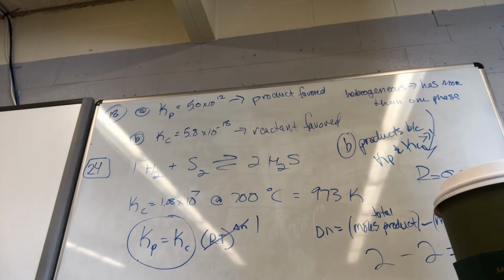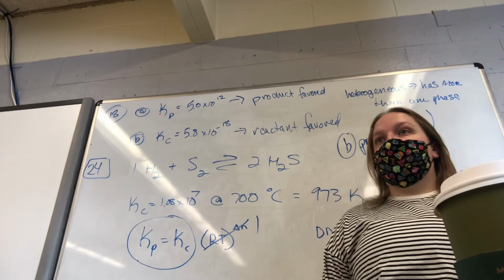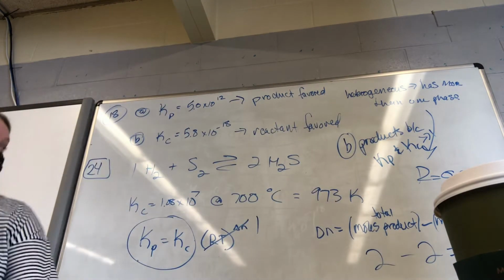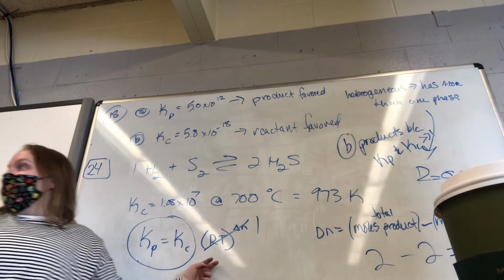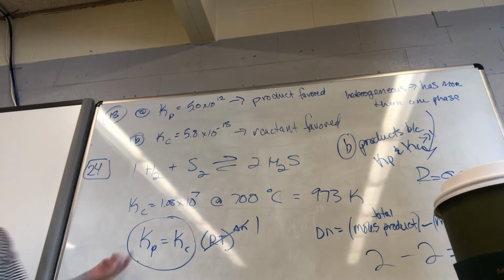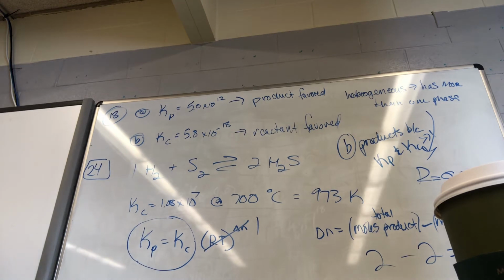It says, what happens to Kp and Kc? You say they're equal, because the change in moles is 0. It takes out this whole term. It means Kp and Kc stay the same. That was part C. Could you have done math on it? Sure, you could have just said that Kp equals Kc and Kc is 1.08 times 10 to the 7th. The whole idea was for you to see that Kp and Kc would then be equal.